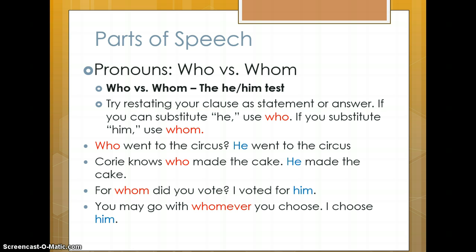Second example, Corey knows who made the cake. Well, if we were going to answer that question or make a statement, we would say he made the cake. He is a subject, therefore we should use who in the previous sentence. The opposite example, for whom did you vote? I voted for him. The answer to that question would be him, which means that it's an object, and therefore you would use whom. You may go with whomever you choose. I choose him. Because we're using him, we want to use whomever.